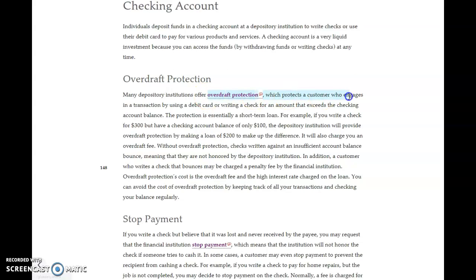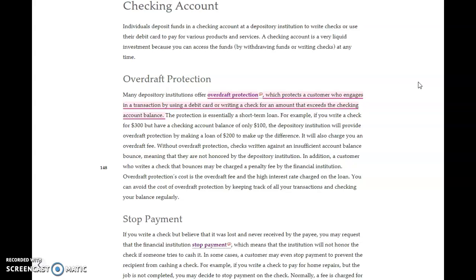Overdraft protection is a great thing to have attached to your checking account, but just keep in mind you have to be approved for it. So it does check your credit score and if you're a risk or not. What overdraft protection provides? It protects a customer who engages in a transaction by using a debit card or obviously writing a check for an amount that exceeds the balance that's in their checking account.